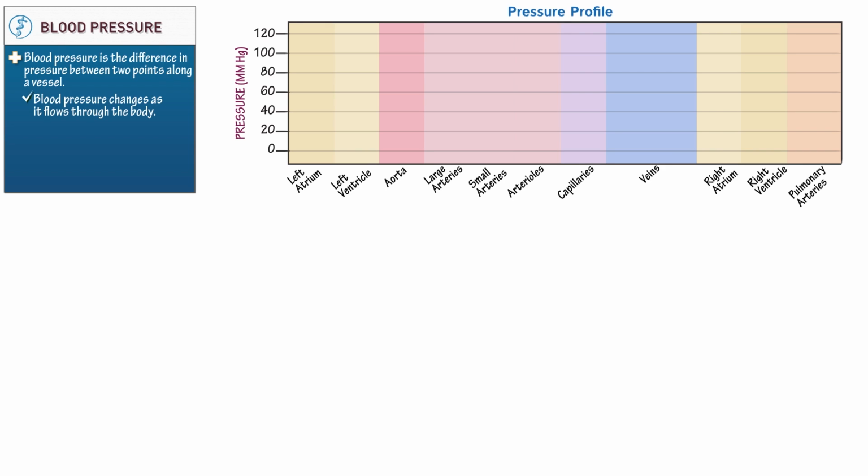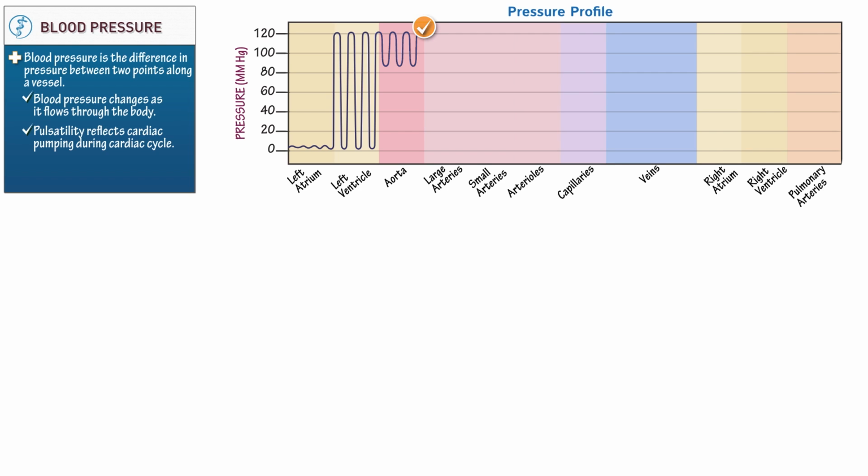First, that it changes as blood moves throughout the body, and second, that it's pulsatile because of the rhythmic contractions of the heart during the cardiac cycle, which we discuss in detail elsewhere. In the left atrium, blood pressure is relatively low, at about 5 millimeters of mercury. It's much higher in the left ventricle and aorta, where it oscillates between 120 and 80 millimeters of mercury.